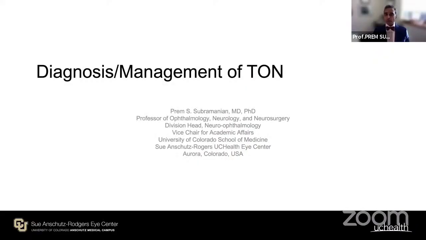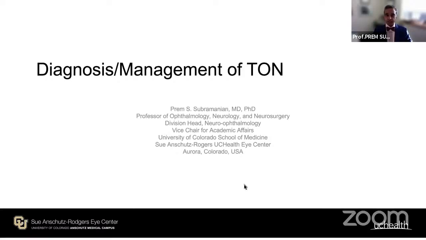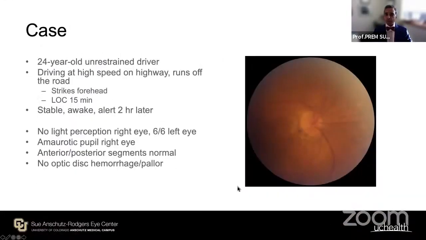So moving from the front to the back of the eye, we're going to talk about traumatic optic neuropathy. And the diagnosis really is a clinical diagnosis because frequently there are no other outward signs other than the vision loss. For example, this 24-year-old was an unrestrained driver in India. He might be driving a two-wheeler and was thrown regardless of whether he was wearing a helmet or not. And he struck his forehead. He lost consciousness for 15 minutes, and then he was stable and awake and alert and cooperative 2 hours later.